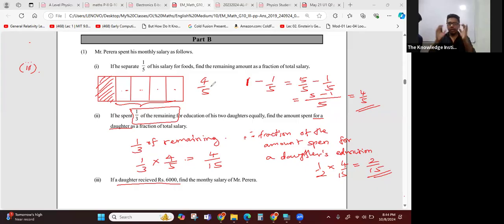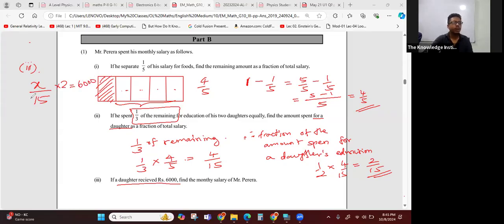That means you take Mr. Pereira's monthly salary, divide it into 15 equal sections. 2 out of 15 is a daughter's education. So you have to take Mr. Pereira's monthly salary, which we want to find. So it is unknown, so you can take this variable as x. So you have to divide into 15 and multiply by 2. That will be the amount received by a daughter. So that amount is given as 6,000, so it is equal to 6,000, right?